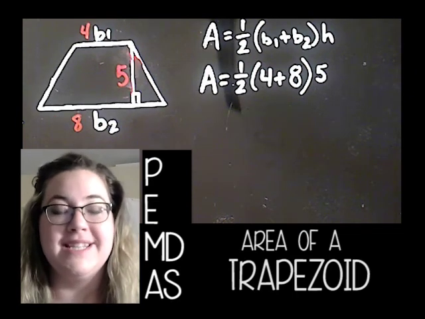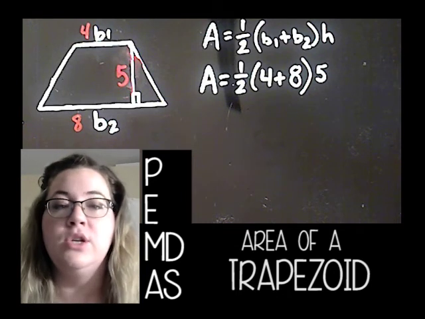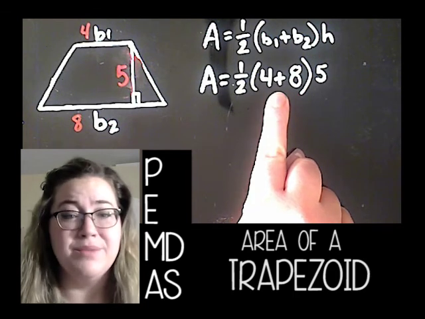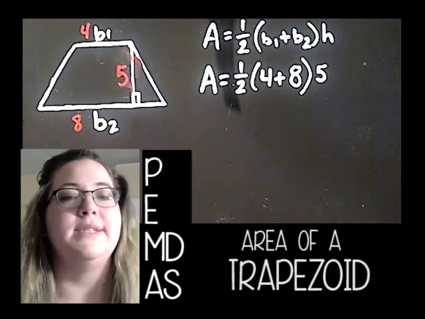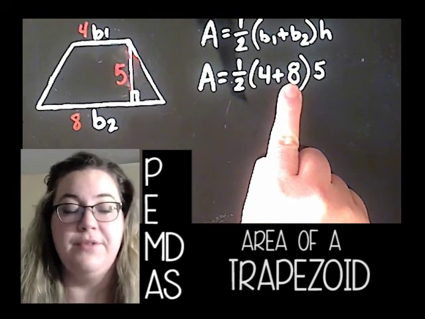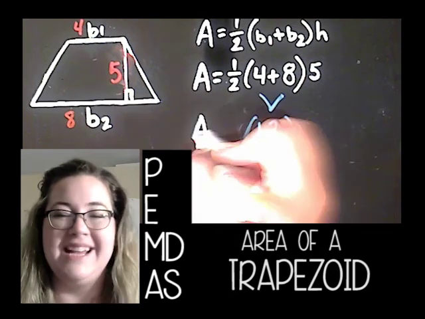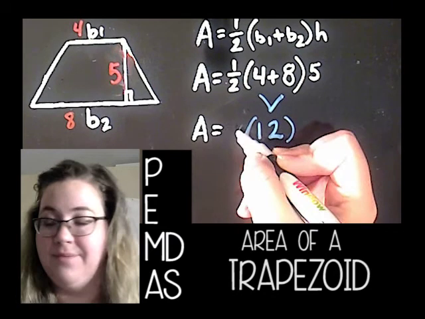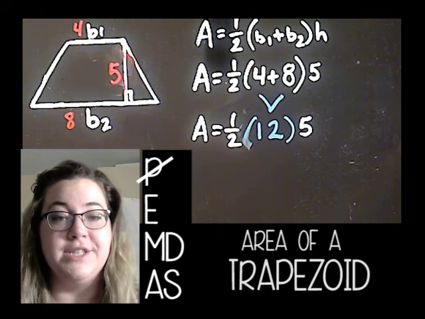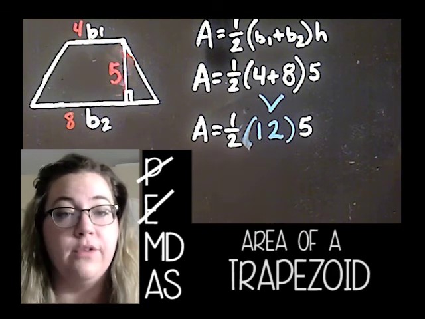Order of operations says I need to do parentheses first. P is for parentheses. So I'm going to look at my equation that I have, and I see parentheses. Awesome. So I need to do everything inside the parentheses first. So inside my parentheses, I have 4 plus 8. 4 plus 8 is 12. I put down my answer, and I'm going to copy everything else down exactly like it looks. I still have the A, the equal sign, the half, and the 5. Okay, so next in my order of operations is exponents. There's no exponents here. So I'm going to move on to the next part of my order of operations.